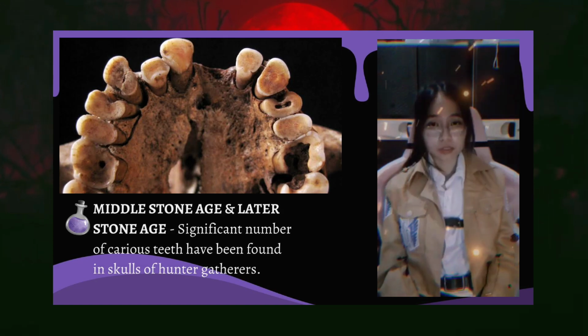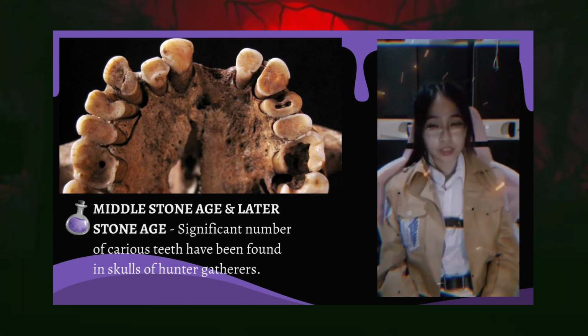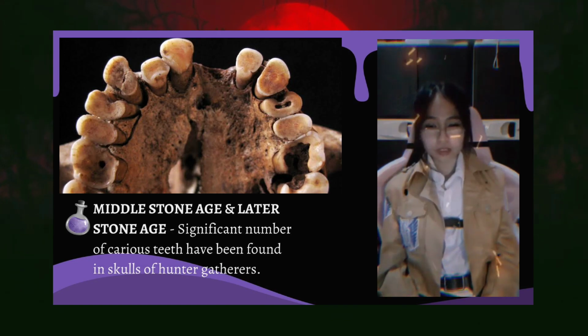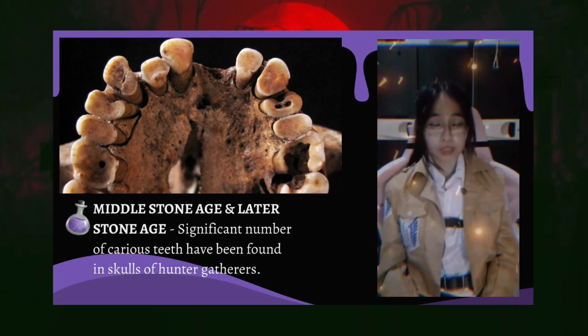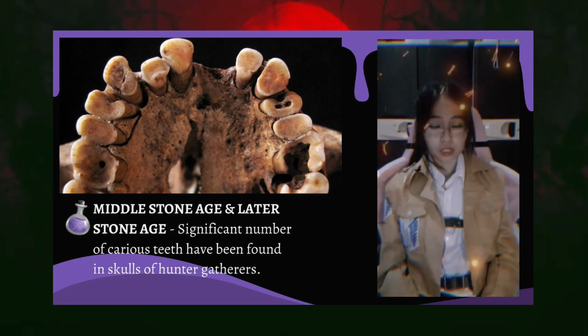In the Middle Stone Age and later Stone Age, a significant number of carious teeth was found in the skulls of hunter-gatherers. So, in this timeline, however, the prevalence or presence of dental caries was high in the teeth of the hunter-gatherers. This is because of their diet, which consisted of pistachios, pine nuts, wild oats. So, nuts consist of fermentable carbohydrates that cause cavities or dental caries. So, this is probably the reason why there are great number of caries in the teeth of hunter-gatherers.